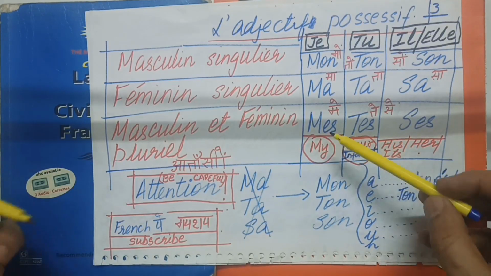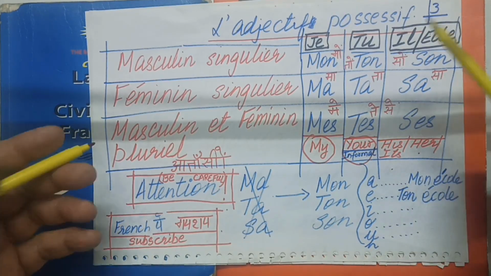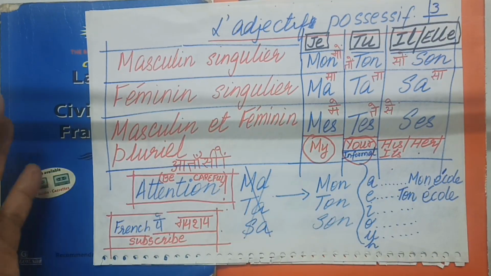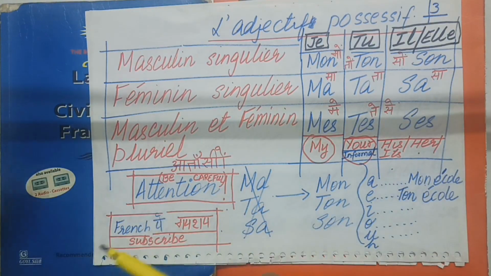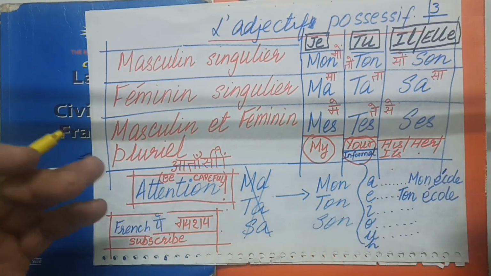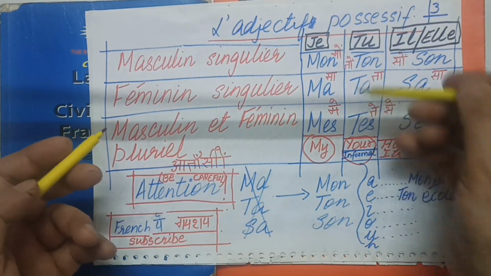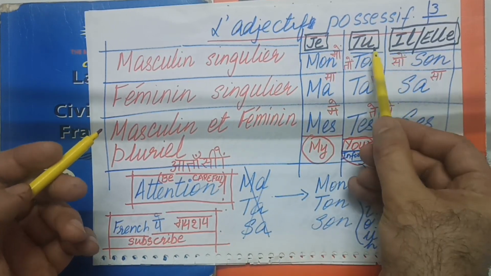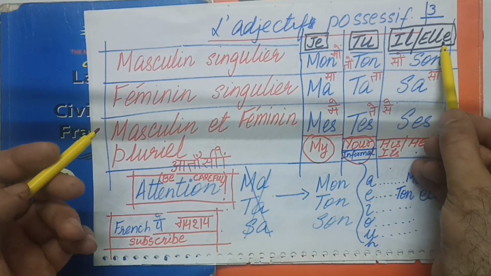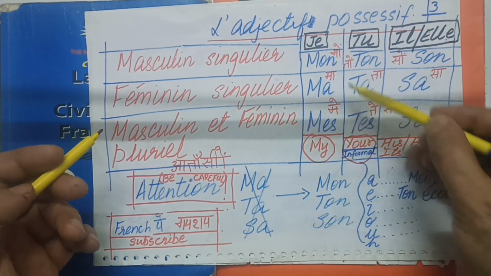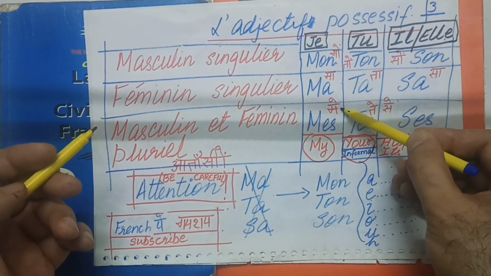Okay, so when we talk about my, now possessive adjective, something which you possess, and adjectives we know by definition are the ones that qualify the noun. So mera, tera, unka, hamara, aapka. So that is the equivalent in Hindi of that. So if you notice here, the first person singular is je, tu is second person, il, elle is third person. So accordingly, corresponding to that, we have three forms of my: mon, ma, mes.